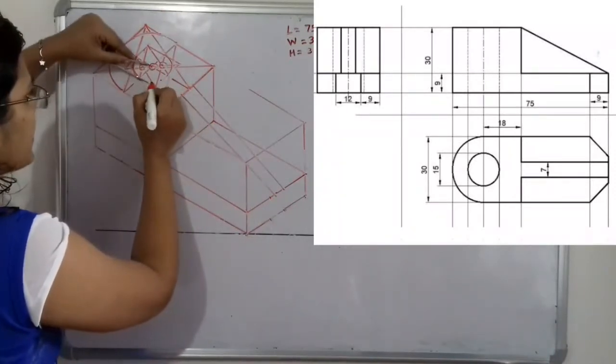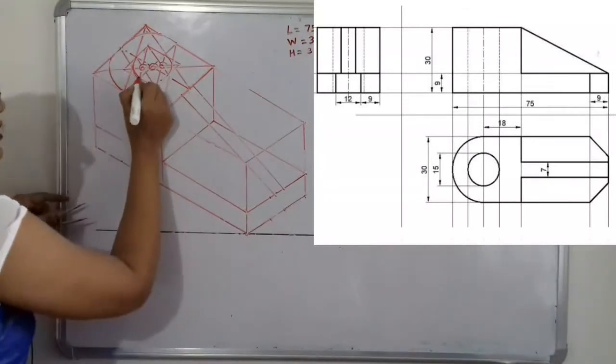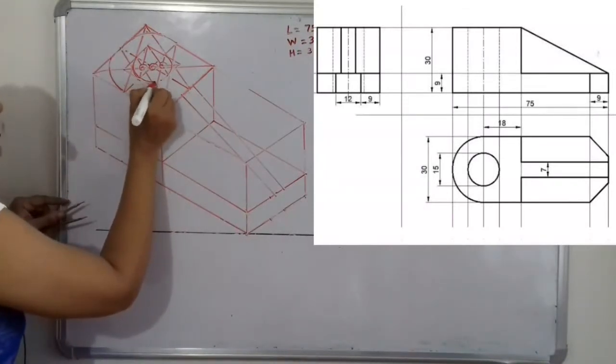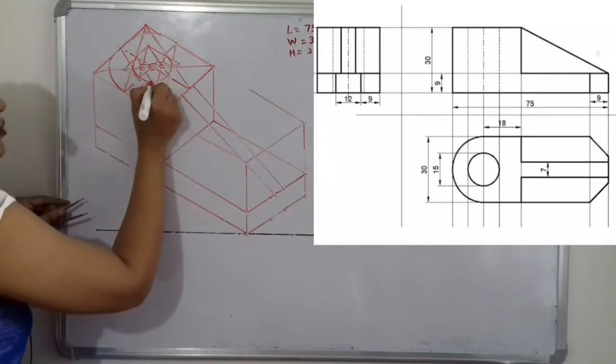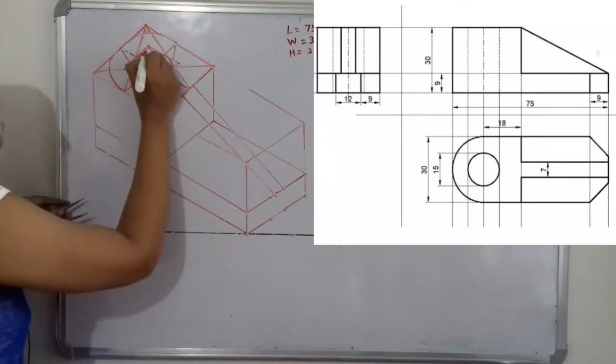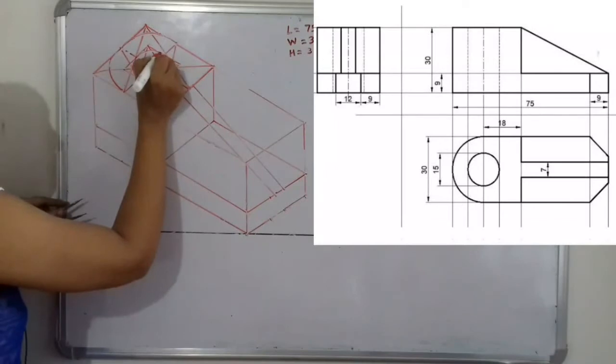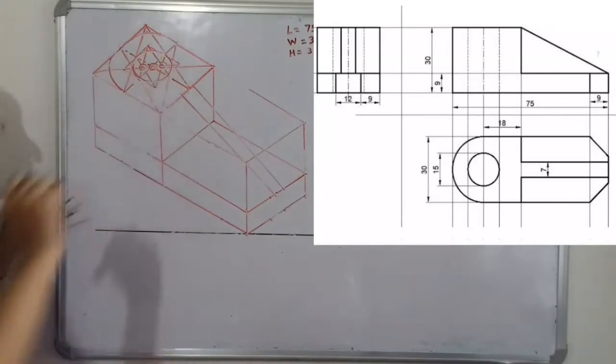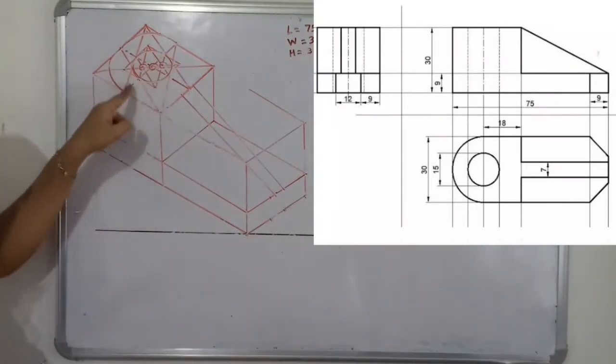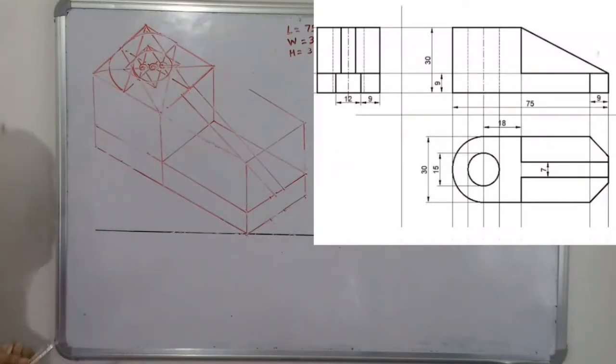So on both sides we have to take the same center. So on both sides, here we have to join this. So in this way this circle is getting completed. That means this is the construction of the hole.